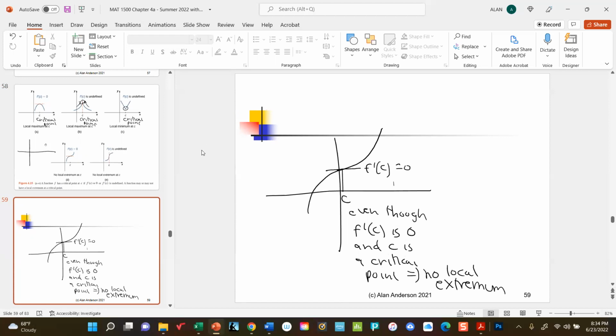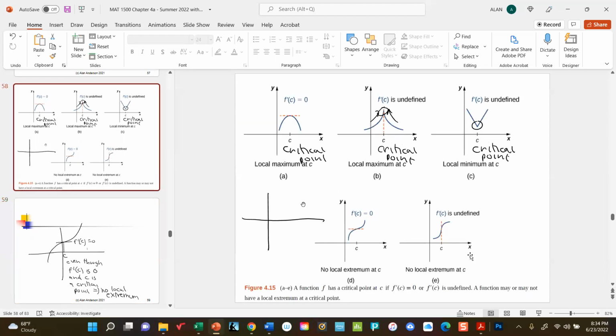And then there's another way this can happen. Again, it's very tricky to draw this type of diagram, but you can see what's happening is that f prime of c is not 0, but it's actually undefined because that is a vertical line, and therefore the slope is undefined. So these are all critical values, but in only the first 3 cases do we have a local extremum. In the second 2 cases, in spite of the fact that c is a critical point, we do not have a local extremum.